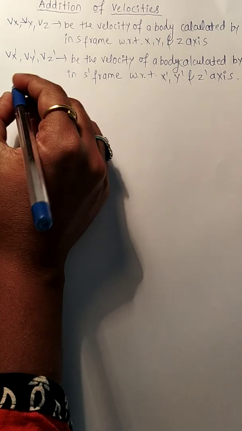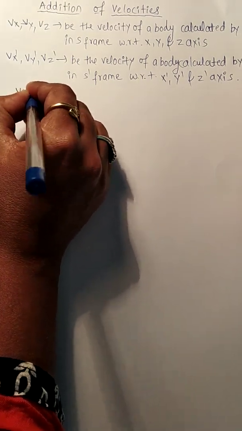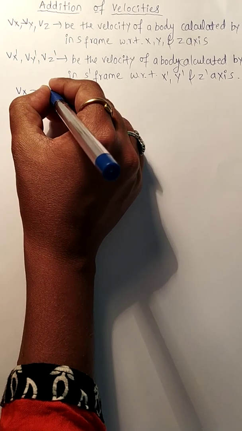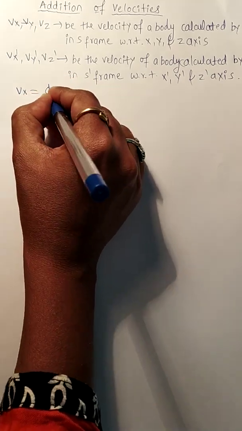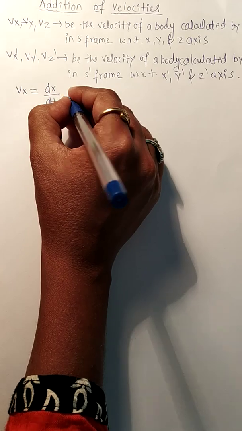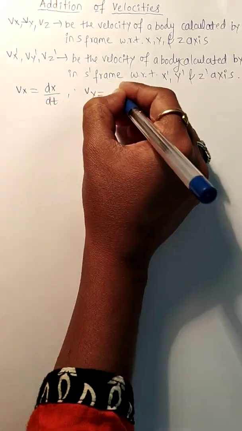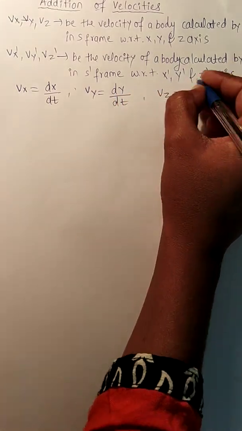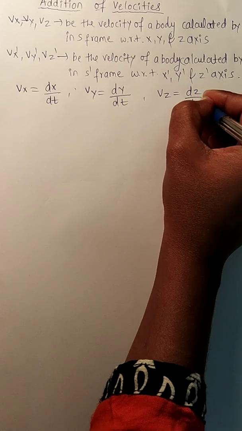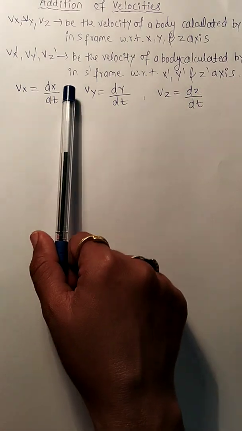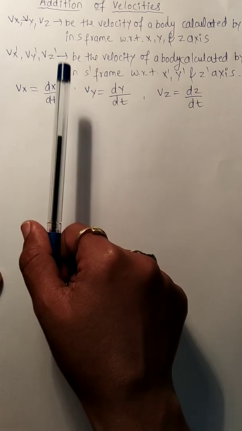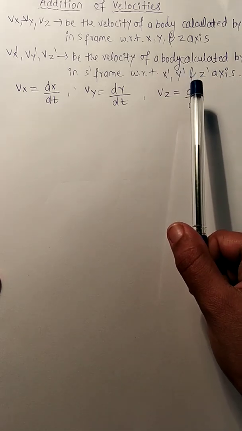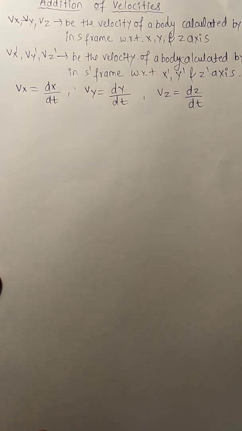Okay, so already you know the velocity, let it be phi x. The velocity is nothing but the rate of change of displacement. So how will we write it? Phi x is equal to dx divided by dt. At the same time, what is phi y? Phi y is dy divided by dt. And what is phi z? Phi z is dz divided by dt. So the velocity with respect to the x axis is dx by dt, with respect to the y axis dy by dt, and with respect to the z axis it is dz divided by dt.